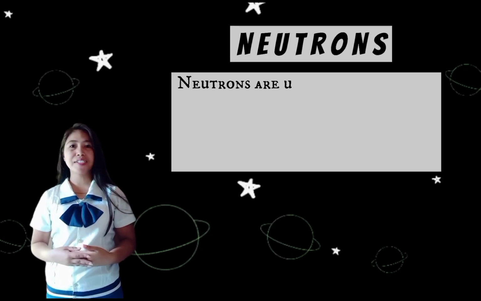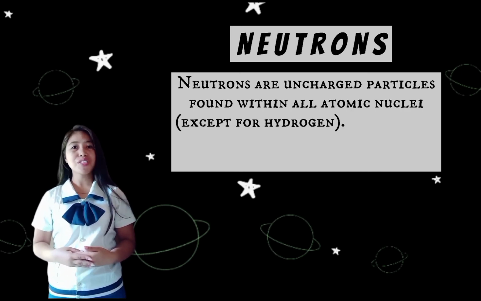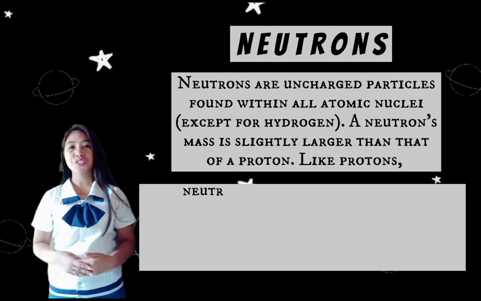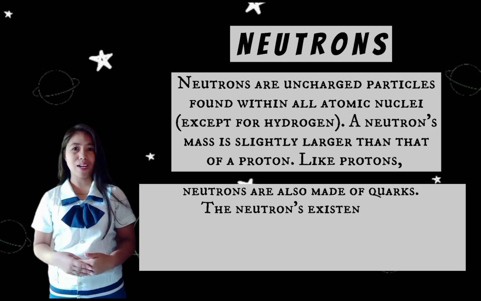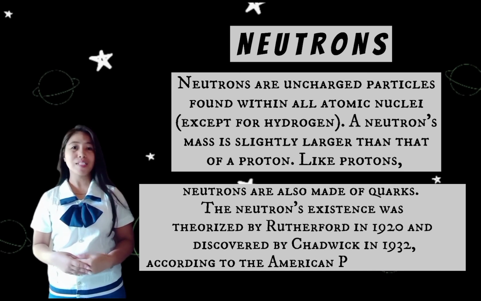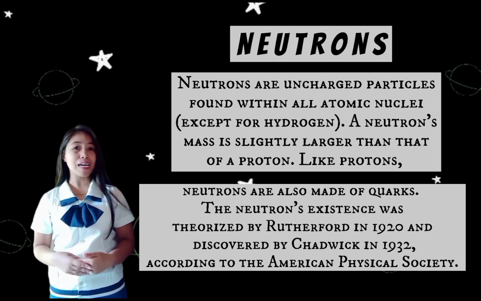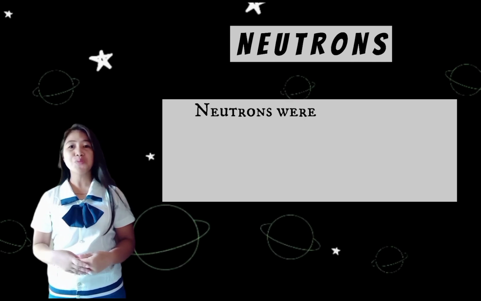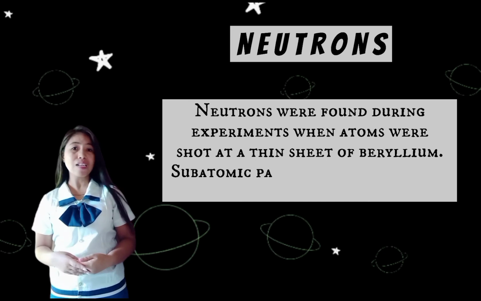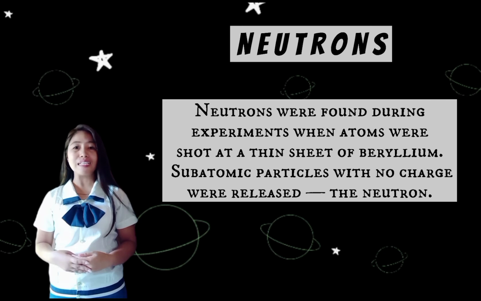Neutrons. Neutrons are uncharged particles found within all atomic nuclei except for hydrogen. A neutron's mass is slightly larger than that of a proton. Like protons, neutrons are also made up of quarks. The neutron's existence was theorized by Rutherford in 1920 and discovered by Chadwick in 1932, according to the American Physical Society. Neutrons were found during experiments when alpha particles were shot at a thin sheet of beryllium. Subatomic particles with no charge were released: the neutron.